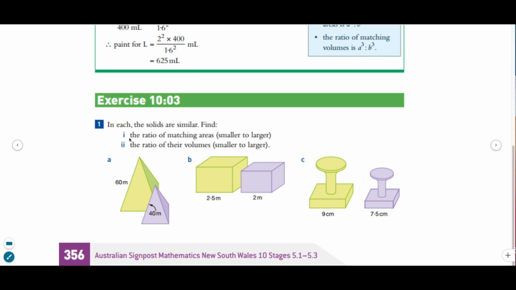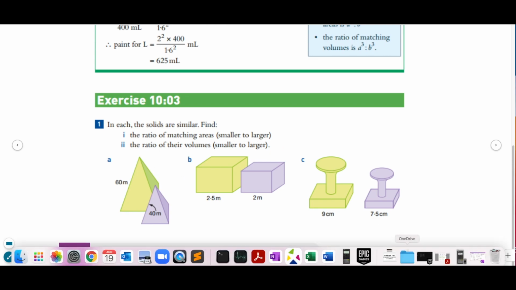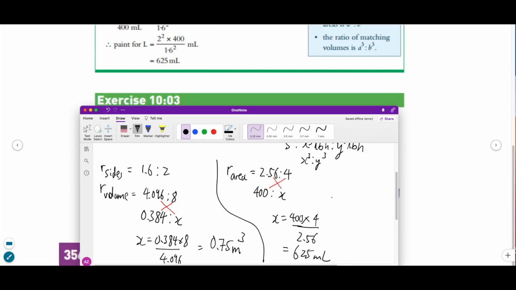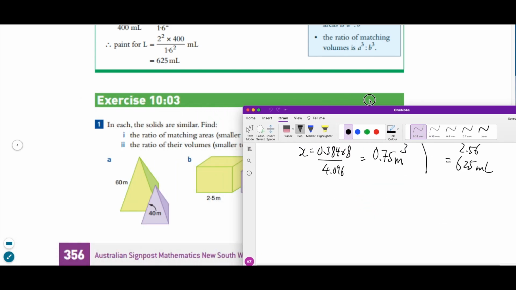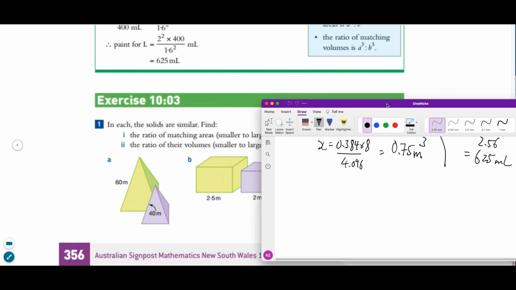So in each of the solids are similar, find the ratio of the matching areas. Okay. So you already know what the ratio of the sides are. To just find the ratio of the areas, you just square them. And to find the ratio of the volumes, you just cube them. And then because in this question it says smaller to larger, you have to write the smaller one first. Okay, so what that means is this. So for 1a, part 1, what you want to do is write the smaller one first.